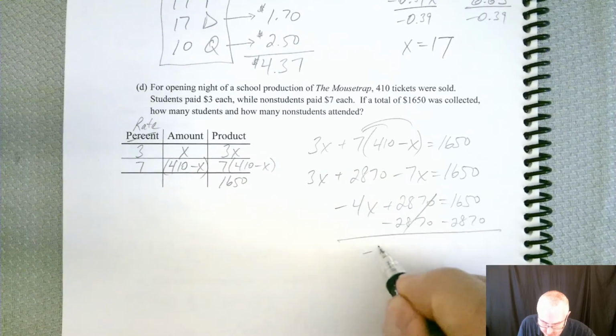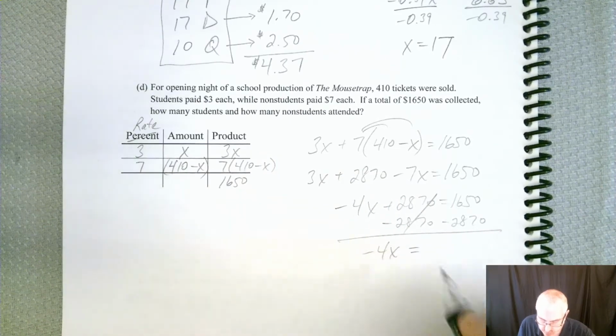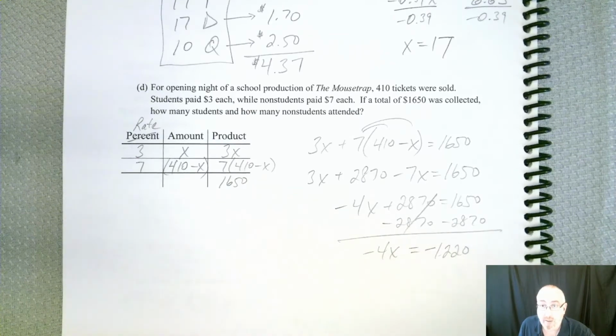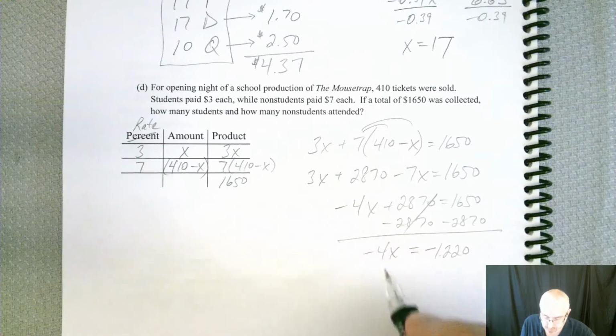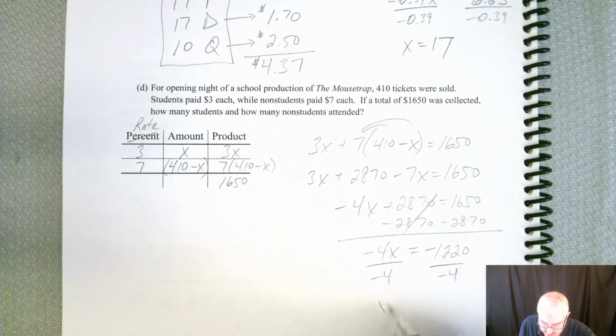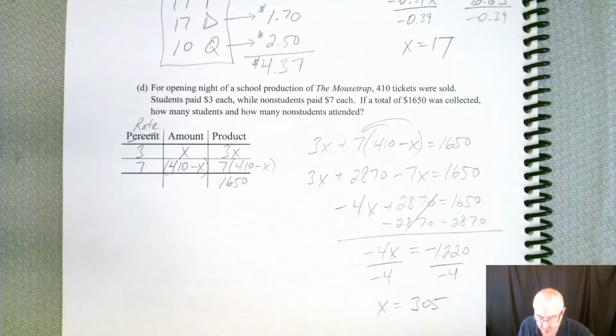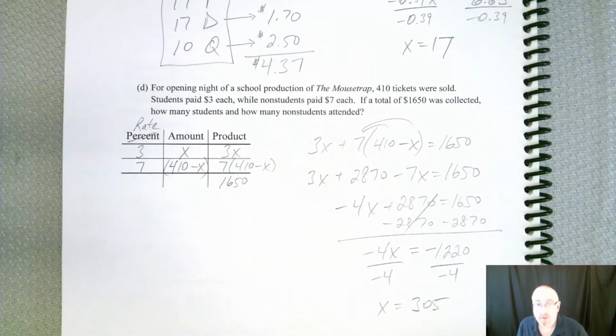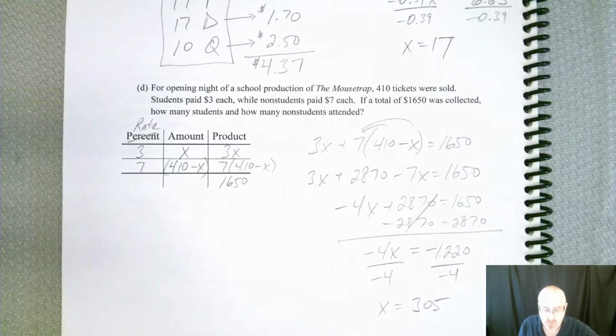So we got a negative 4x equals a negative 1220. So negative 1220. And so our final step, and you can see those negatives are canceling. So 4 goes into 12 3 times and into 20 5 times. So 305. All right. And then your final solution.